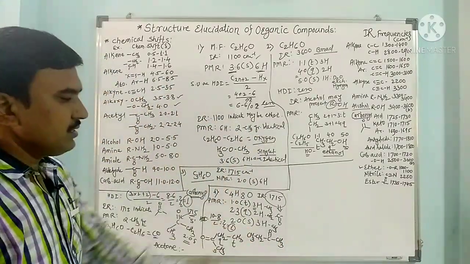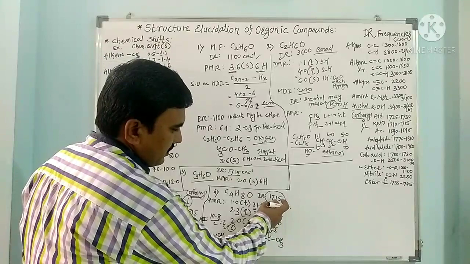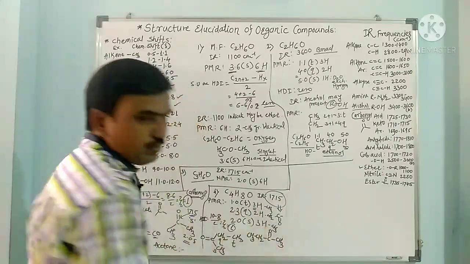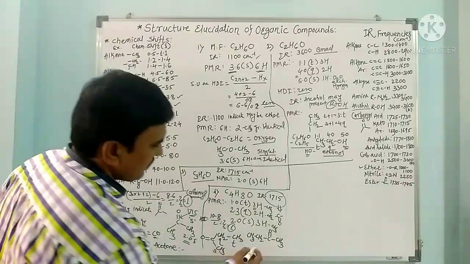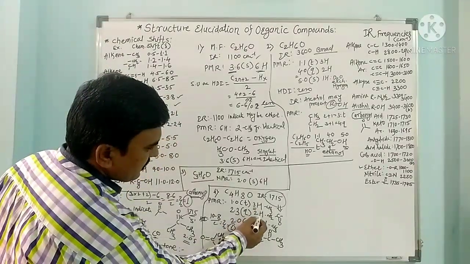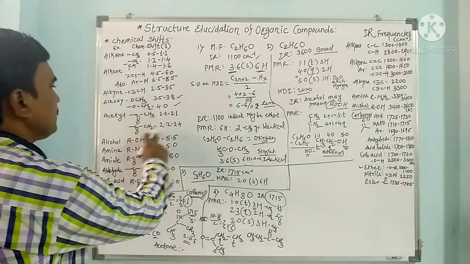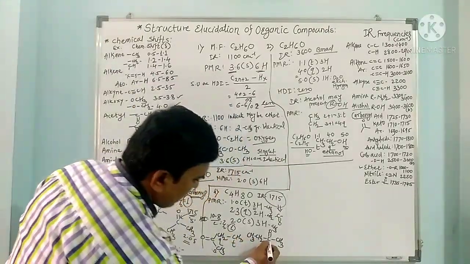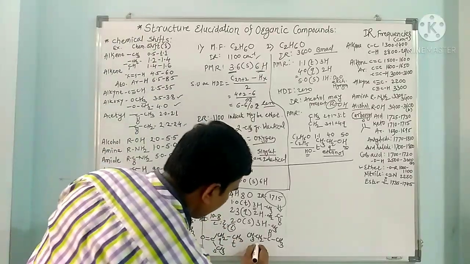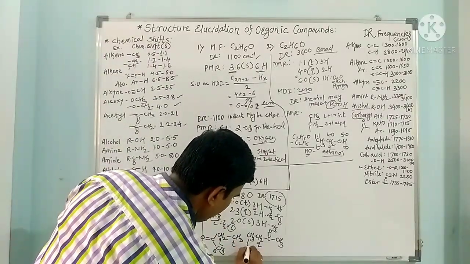Why is this 2-butanone? Because here 1715 indicates a ketone is there, and here these 3 signals, triplet, quartet. Now see here the chemical shift. When CH2 is attached to carbonyl, then the chemical shift is 2.2 to 2.4. So here this is attached to carbonyl, so it is de-shielded. So it gives here a quartet, triplet.